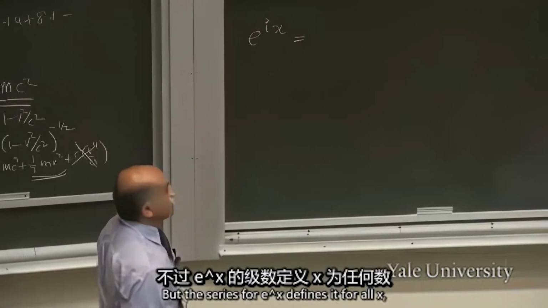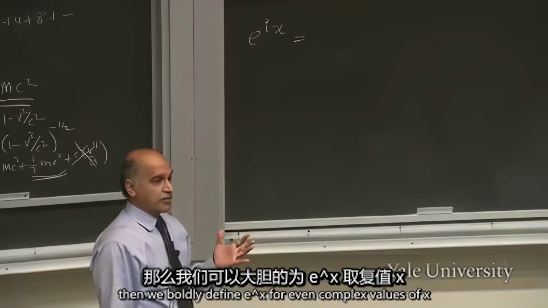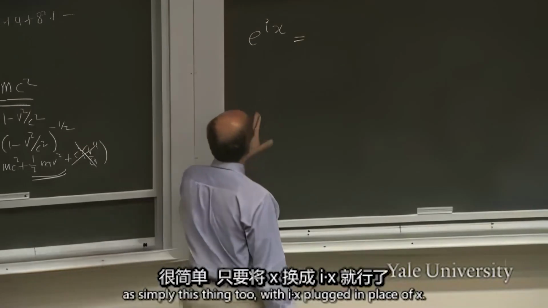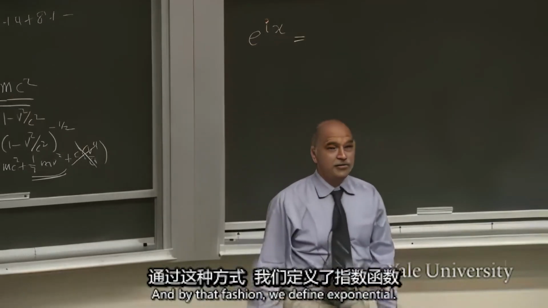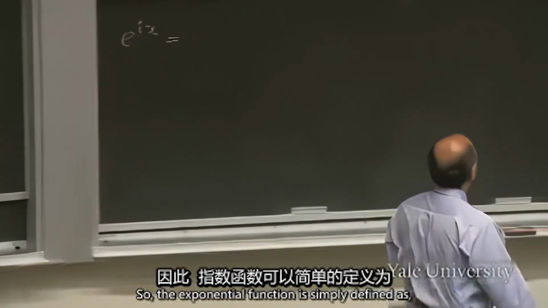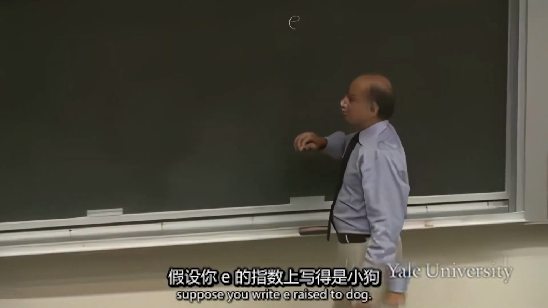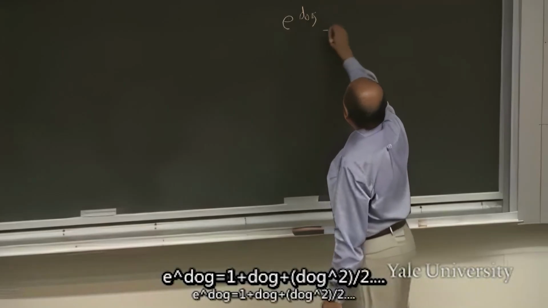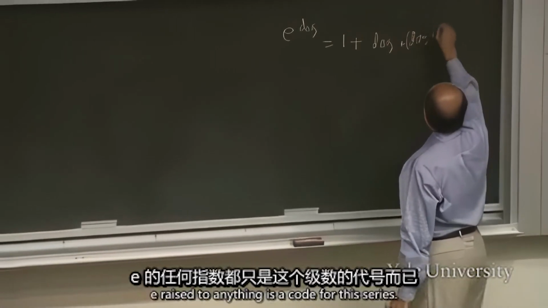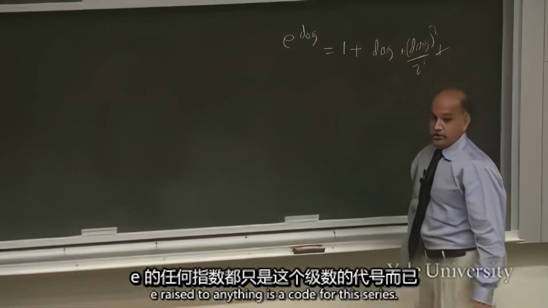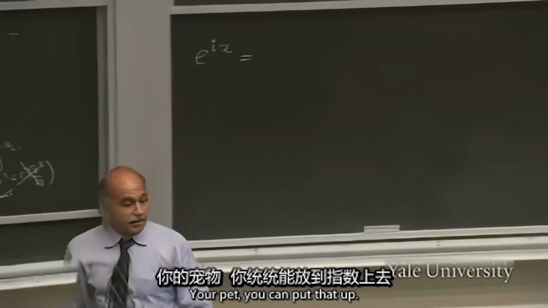But the series for e to the x defines it for all x. Then we boldly define e to the x for even complex values of x as simply this thing with ix plugged in place of x. And by that fashion, we define the exponential. So the exponential function is simply defined as, suppose you write e raised to dog, e raised to dog is 1 plus dog plus dog squared over 2, and so on. That's the e raised to anything is a code for this series. And now we raise e to various things, real numbers, complex numbers, matrices, whatever you want. Your pet, you can put that up.